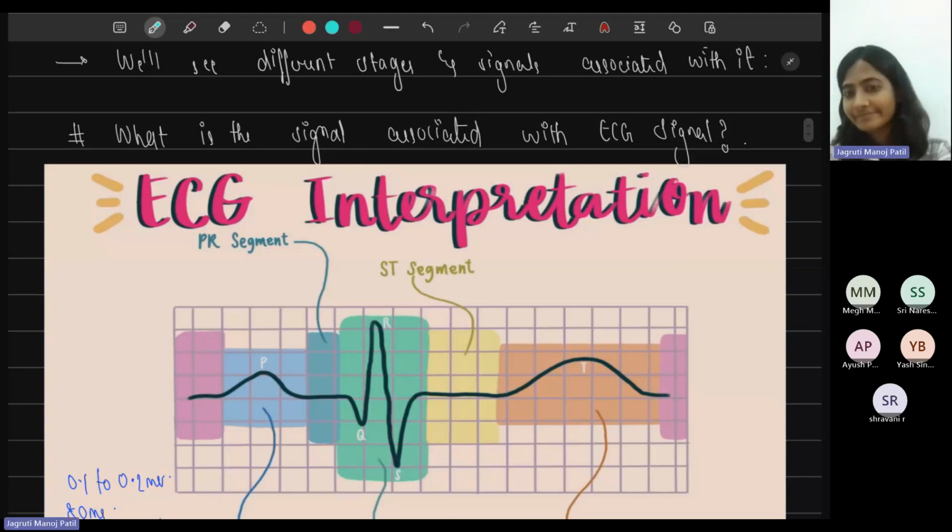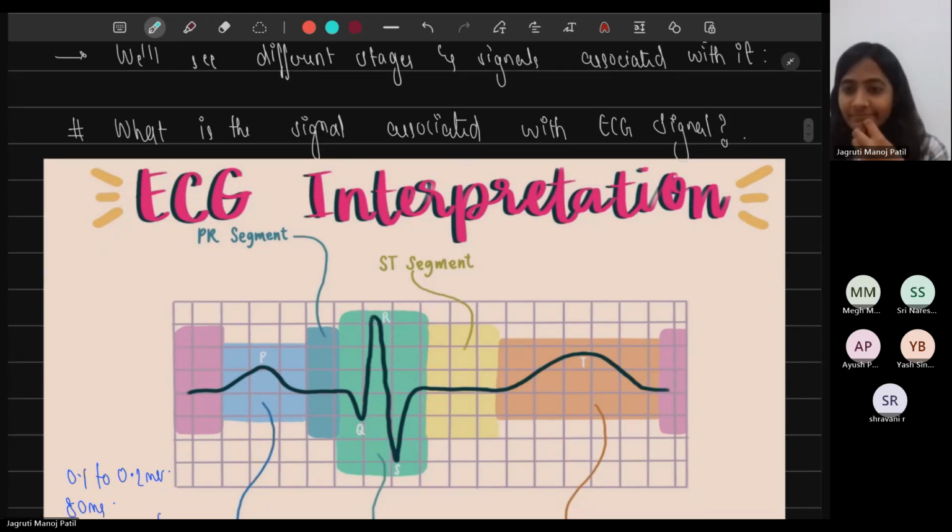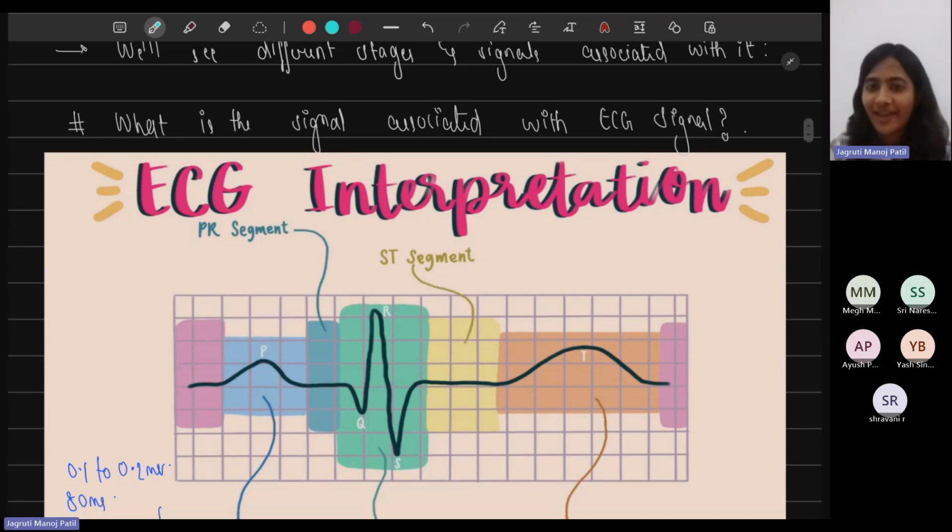Okay. P wave is for depolarization of the atria. Okay, next, who is there? Ayush. What is the QRS complex for? Okay. Shravani? Depolarization of ventricles. Yeah. And then who is there? Sri Naresh. What is the T wave for? Repolarization of ventricles, ma'am. Okay. And then for the atriums?